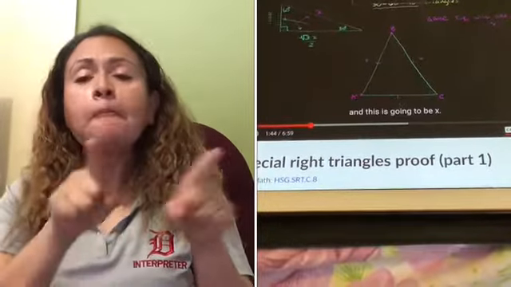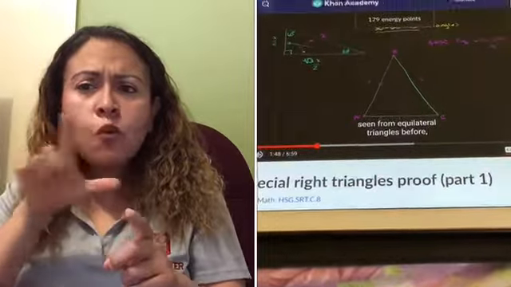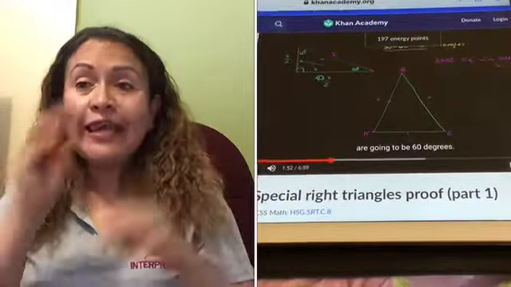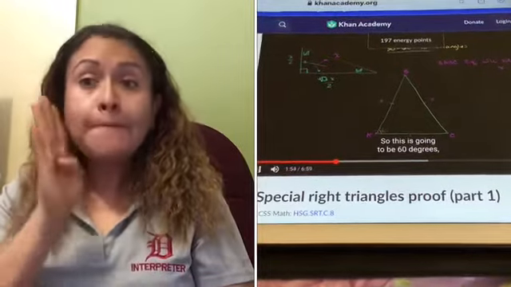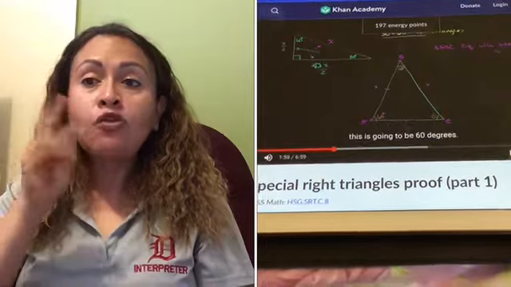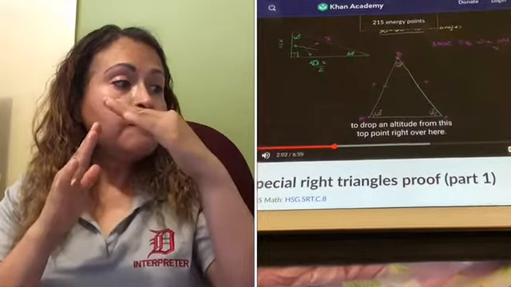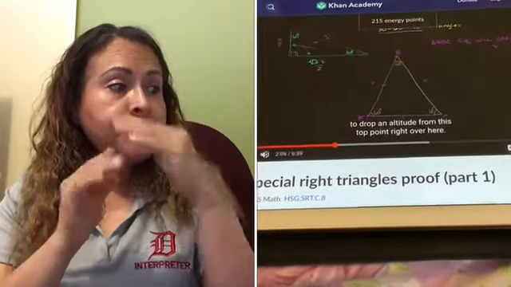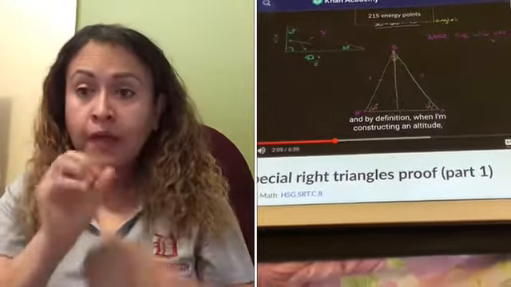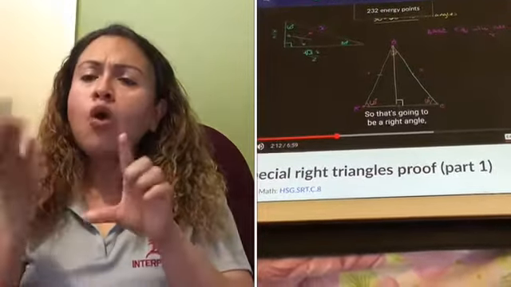We also know, based on what we've seen from equilateral triangles before, that the measures of all of these angles are going to be 60 degrees. So this is going to be 60 degrees, this is going to be 60 degrees, and this is going to be 60 degrees. Now what I'm going to do is drop an altitude from this top point right over here. So I'm going to drop an altitude right down, and by definition, when I'm constructing an altitude, it's going to intersect the base right here at a right angle. So that's going to be a right angle, and then this is going to be a right angle.